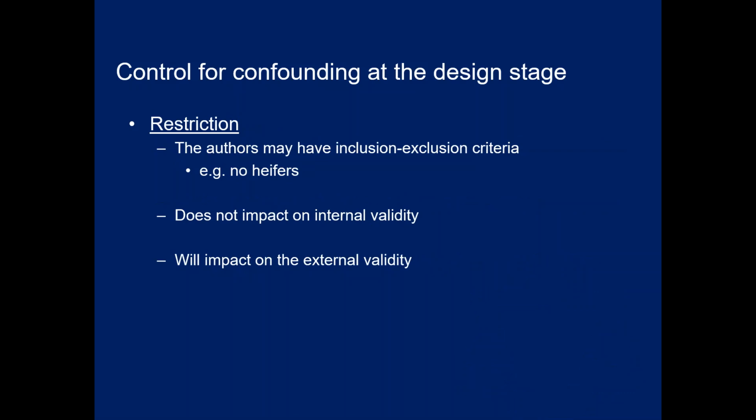The next method that can be used is restriction, and that's really simple. We don't let a certain group in. So if we think that parity is going to be a confounder, then we may actually limit to heifers. If we think sex is going to be a confounder, then we may limit it only to males or only to females. Now, it's a very powerful method because it removes confounding. For whatever you've limited it to, it doesn't impact on internal validity in any way, but it does have a hell of an impact on external validity.